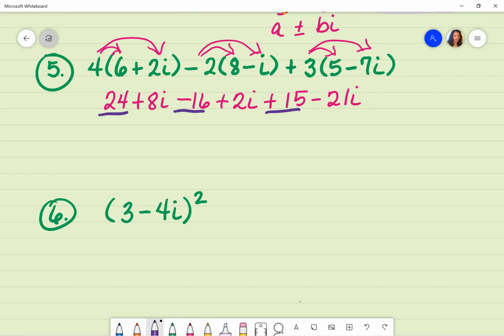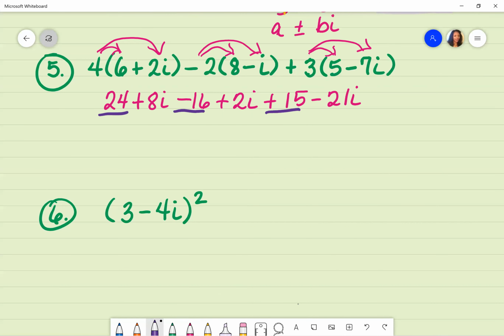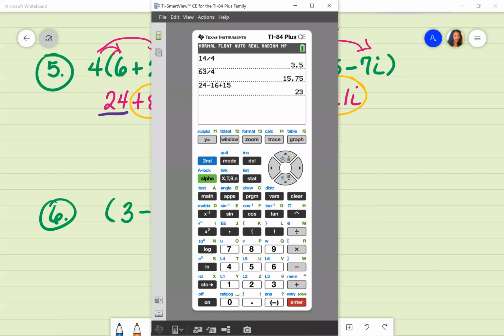And if I were to add that together, let's go to our calculator. That was 24, negative 16, and I think I said positive 15. Yes, so that's going to be 23. That's my real part. Then I go back and I look at my imaginary part, plus 8i plus 2i, so that's 10i minus 21i. So again, let's go back to our calculator, make sure we're doing it right. 10 minus 21, and that's going to give us a negative 11.